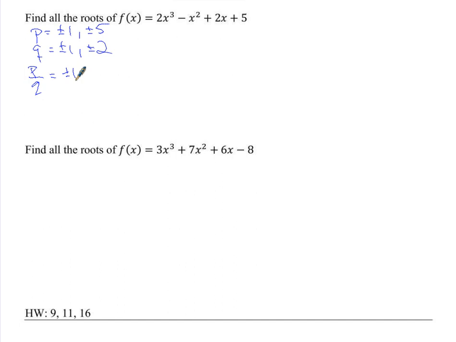Plus or minus 1. Plus or minus 5. Now switch denominators. Plus or minus 1/2. Plus or minus 5 halves. Okay, so there's only 5 possible rational roots for this polynomial. Now what? Sorry, did I say 5? 10. There's only 10, no 8. Wow, it's Monday. Now what?